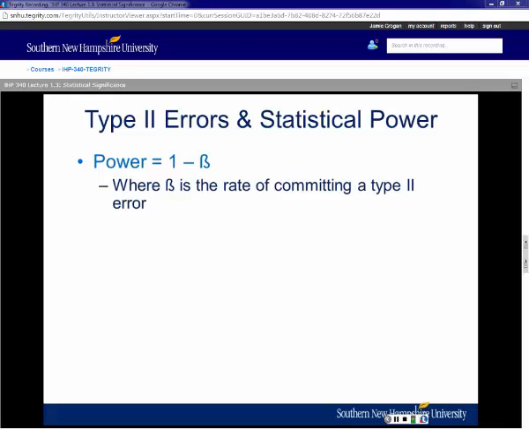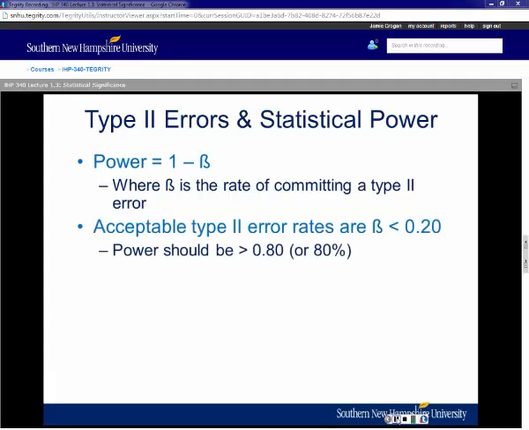A type 2 error is also related to something called statistical power. Statistical power is 1 minus beta, where beta is the rate of committing a type 2 error. So we have two errors, type 1 and type 2. Type 1 is given to you by the p-value. It's also called alpha. A type 2 error is the other kind of error, and it is called beta. Statistical power is related to a type 2 error by 1 minus the type 2 error.